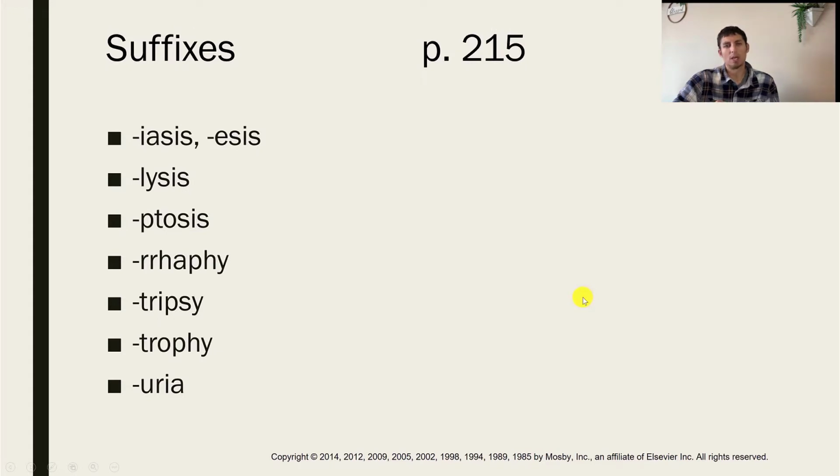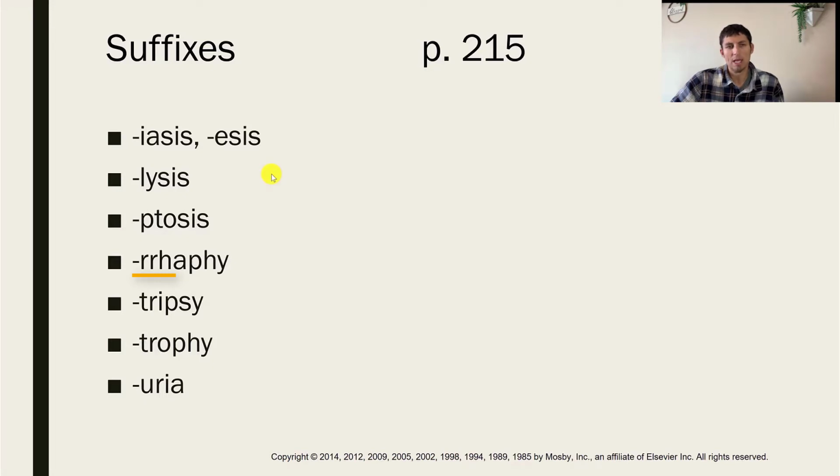Some suffixes listed on page 215. Here we see like esis and iasis, meaning a condition, and we're starting to see this repeated from chapter to chapter. Lysis, meaning a loosening or a separation of. Ptosis, that P-T-O-S-I-S, the P is silent, so ptosis, meaning a drooping or a sagging, and can also mean a prolapse.